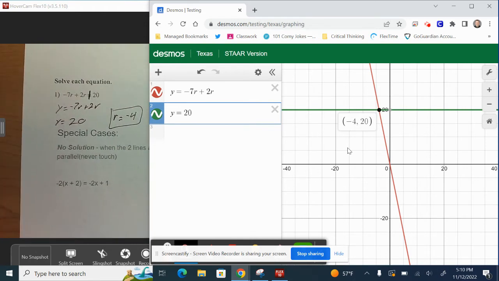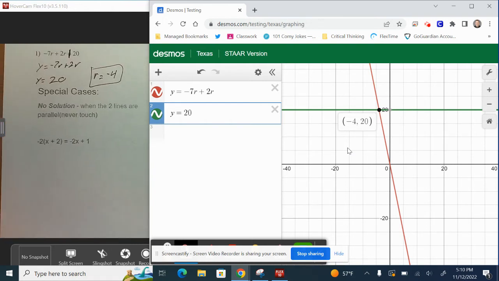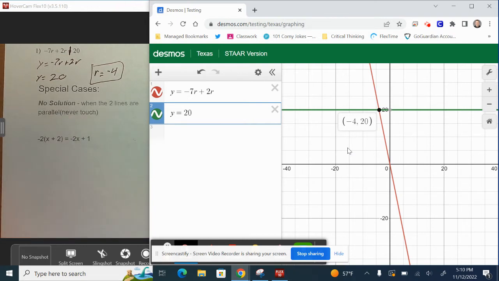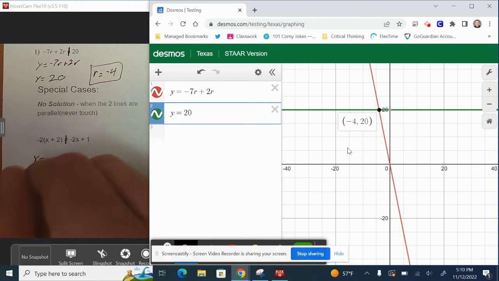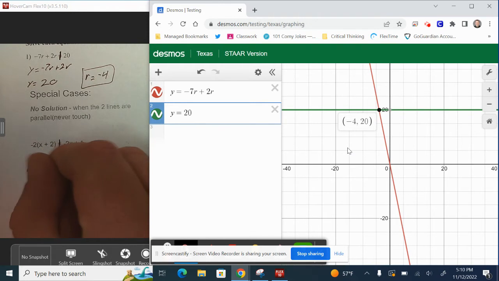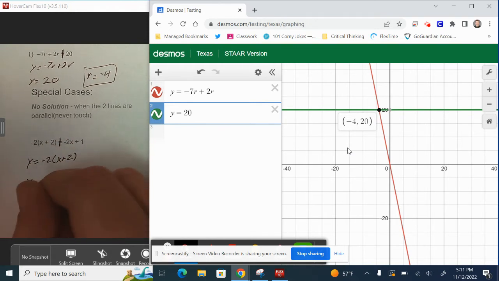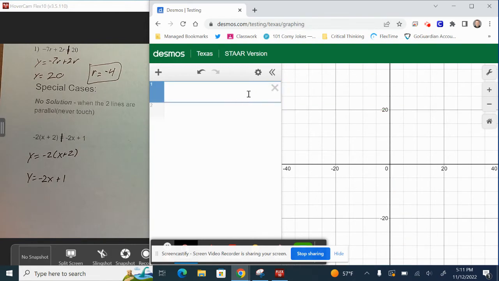All right. We're going to jump down, look at a couple special cases real quick. So, no solution, or when the 2 lines are parallel. That means they're never going to touch. So I have this problem right here. Draw my dividing line, put my 2 y equals. We got negative 2x plus 2. And then we got negative 2x plus 1, right? So we have our 2 lines here. I'm going to x out of these, and we're going to type this in.